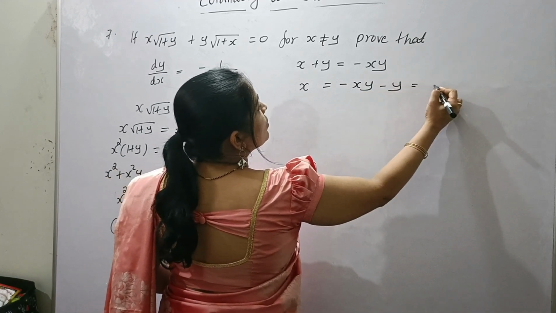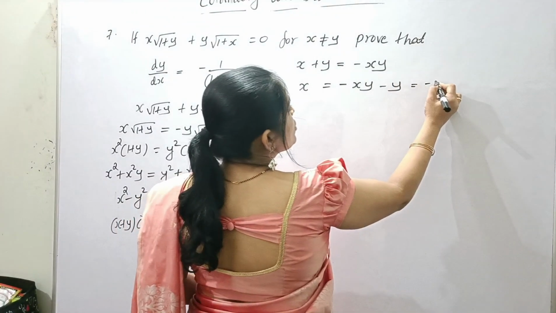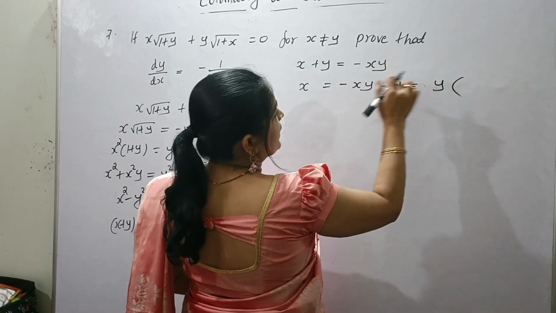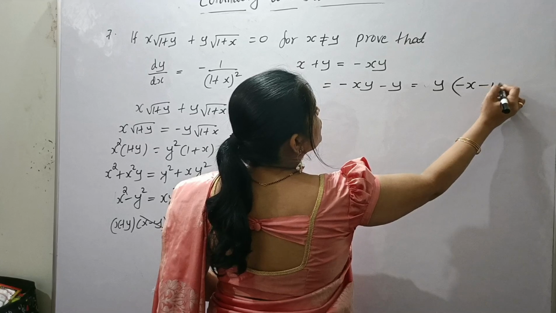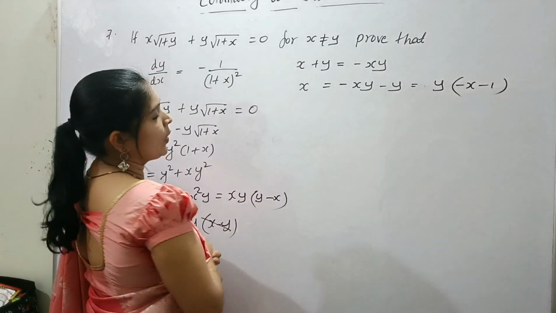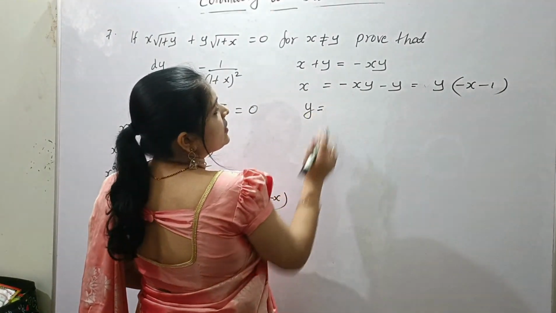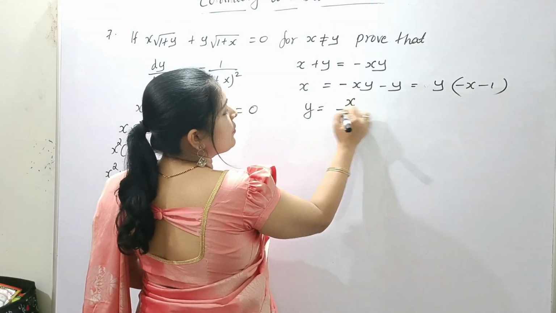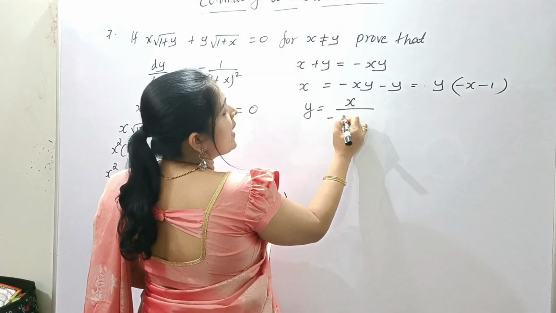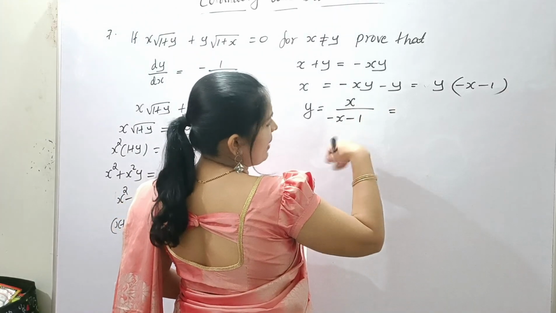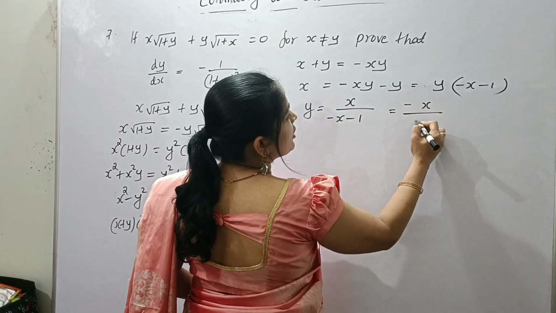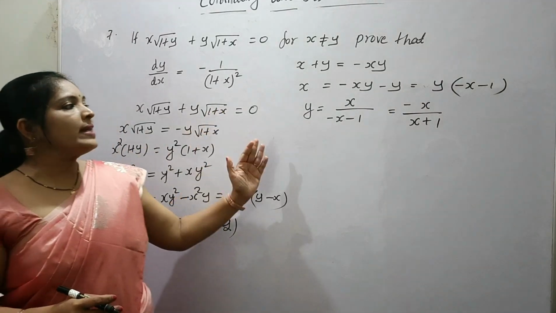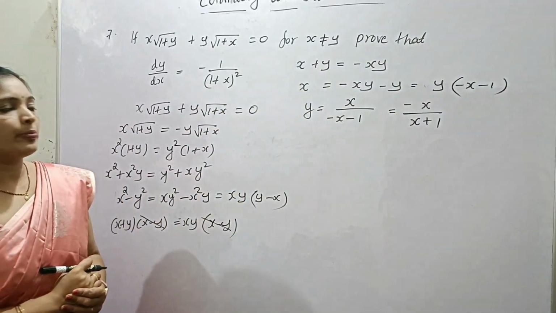So that is equal to, take minus y outside. So minus y outside, so it will be x. Or take y outside, so it will be minus x minus 1, that is equal to x. Okay. So here what is y? Y is equal to, take this one here, that is x divided by minus x minus 1. Take minus outside, it will be minus x divided by x plus 1. See, we have got y is equal to minus x divided by x plus 1.